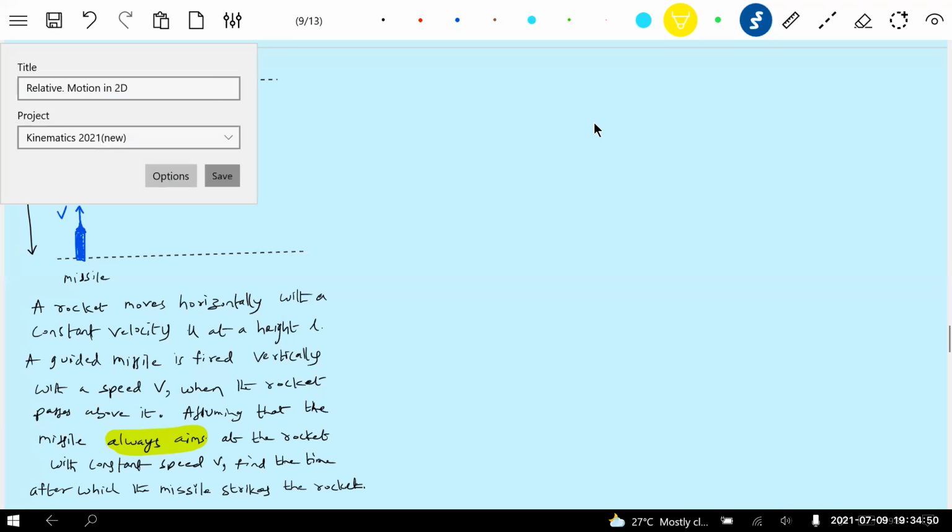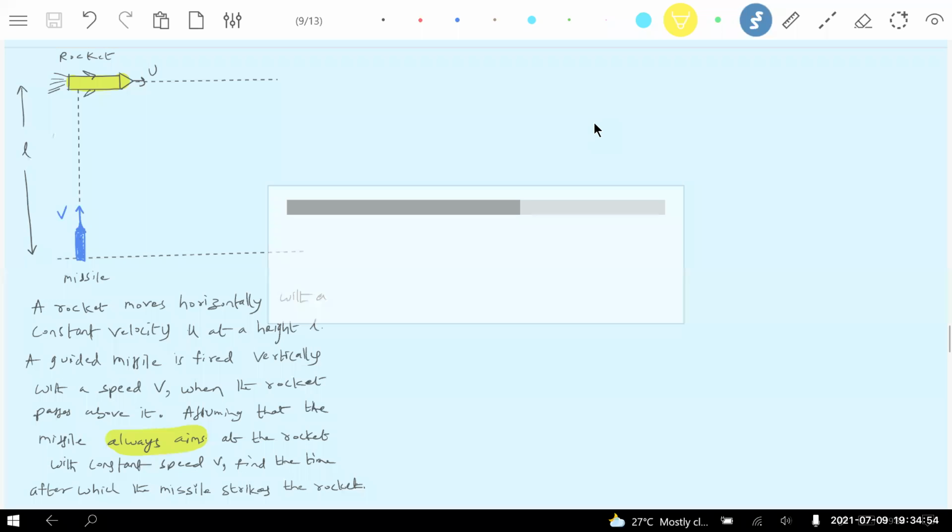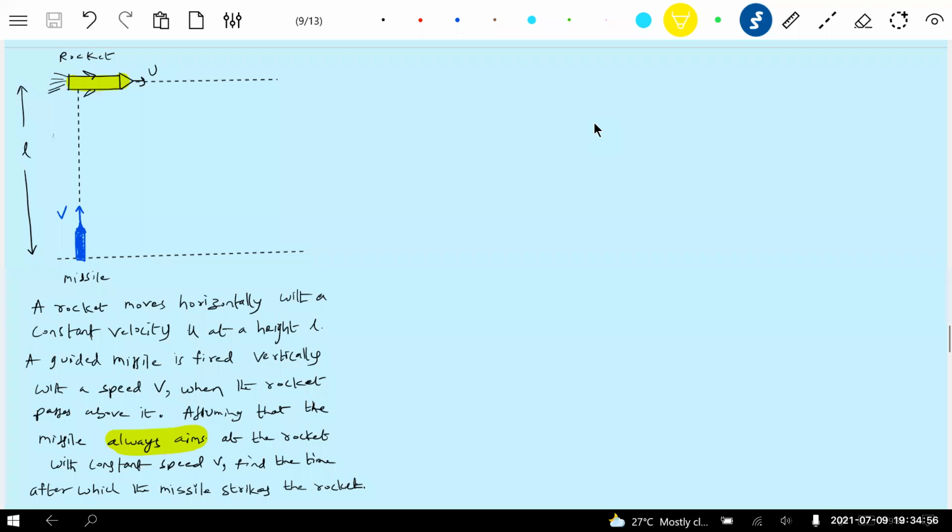I don't know what happened to our textbooks. They made this particle 1, particle 2. Why particle 1? How will it move on its own? The rocket and missile have become particles, so students will get a lot of confusion. Sir, what makes the particle move like this?